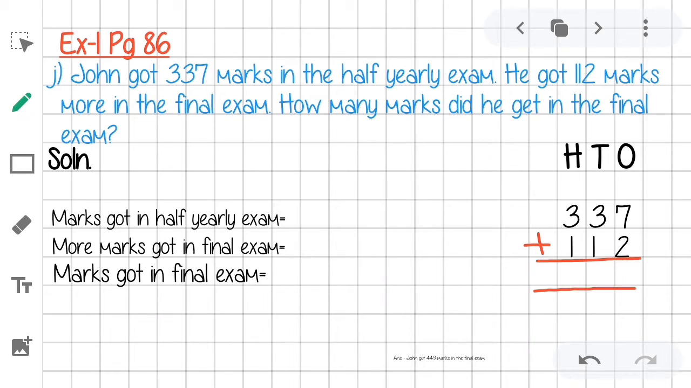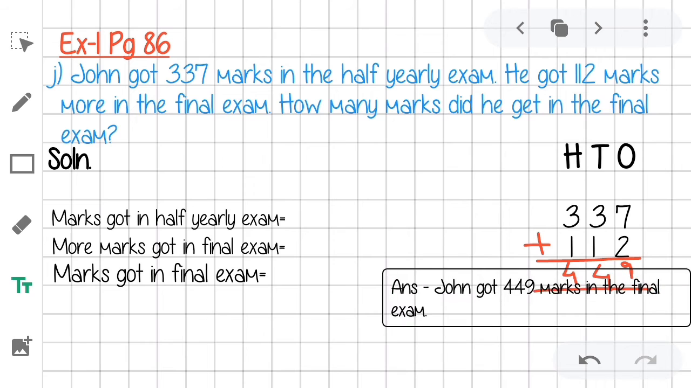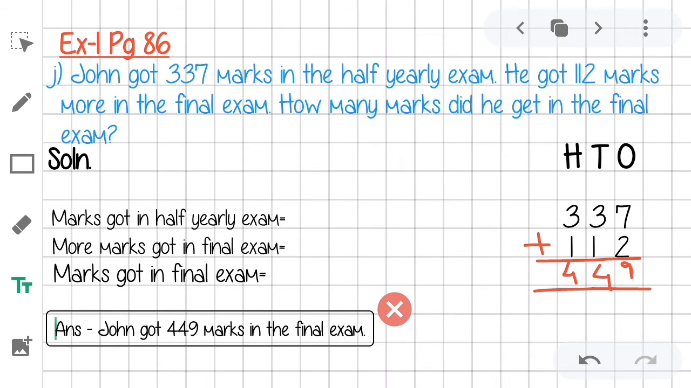Then first we will add the ones place. 7 plus 2 will give us 9. 3 plus 1 will give us 4. Again in the hundreds place, we have 3 plus 1 will give us 4. So the answer is John got 449 marks in the final exam.